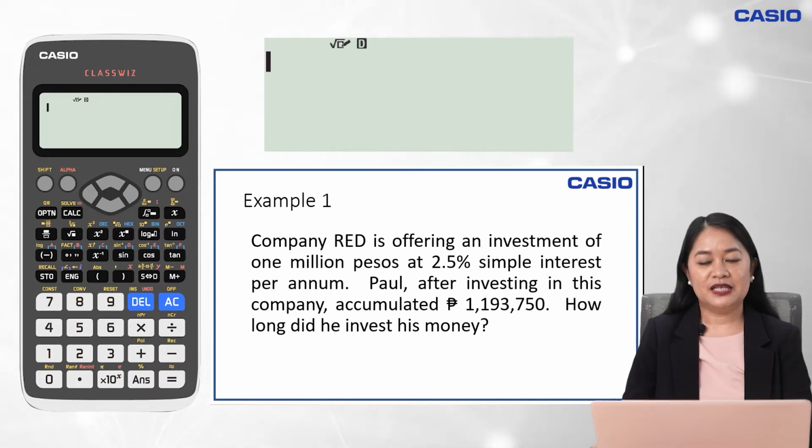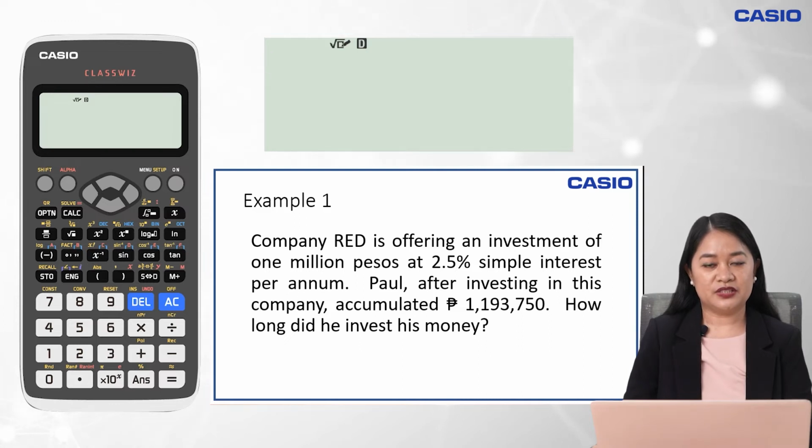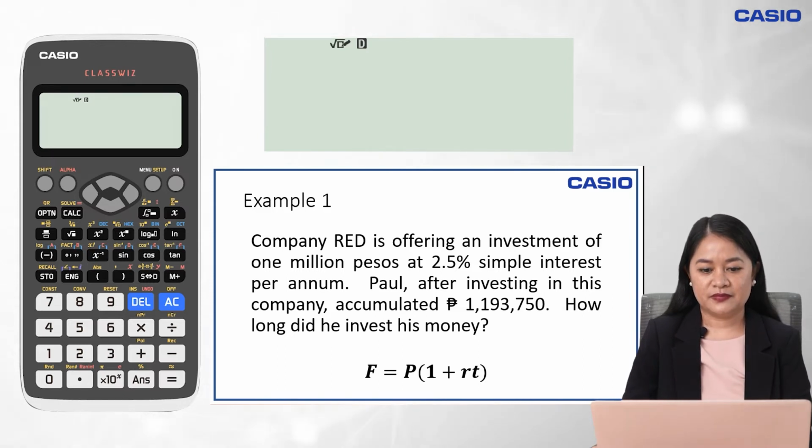For example, in this problem, the given are the principal value of 1 million pesos, annual interest rate of 2.5% or 0.025, and future value of 1,193,750 pesos, while the unknown is the period of time. So the formula for future value is applicable to use in solving this problem. Using Calculate menu of CASIO Calculator, we will just represent the period of time as X.